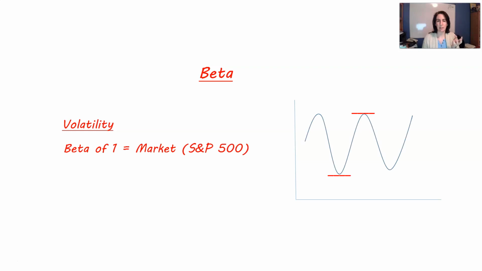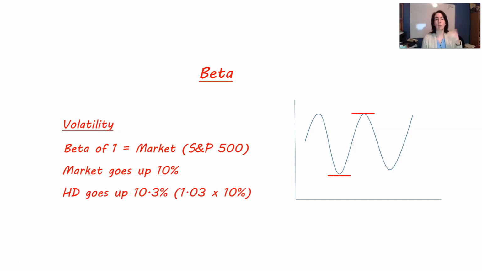Beta is about volatility. So a beta of 1 means as the market goes up by 1, so will Home Depot go up by 1. All right, so it's how tied is it to the market. So if the market goes up 10%, Home Depot would go up by 10%. But Home Depot's got a beta of 1.03, meaning that it goes up by 10.3%.